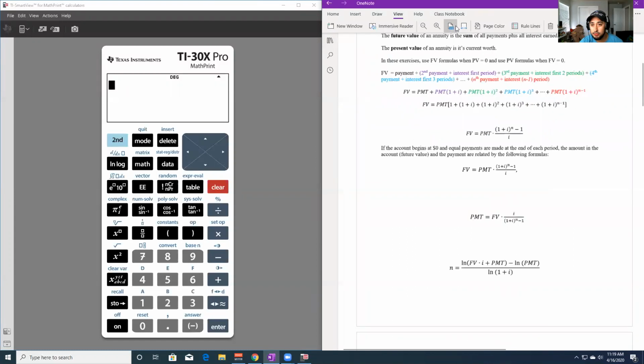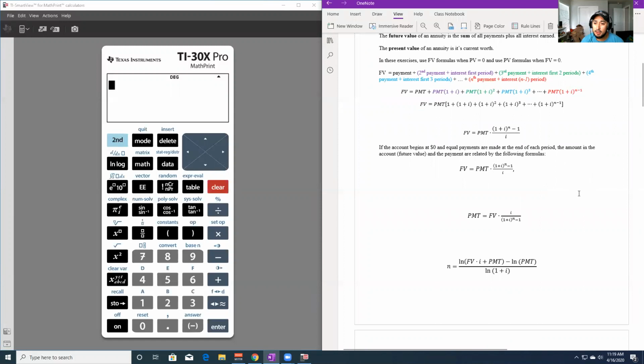Okay, so to go over some stuff before we get started. For the formula, you see you have I and N in there. Well, remember that I, just like in compound interest, is still R over M, rate over compoundings. And just like compound interest, N is still compoundings times time, where time must be in years. Okay, so that's what I and N still represent.